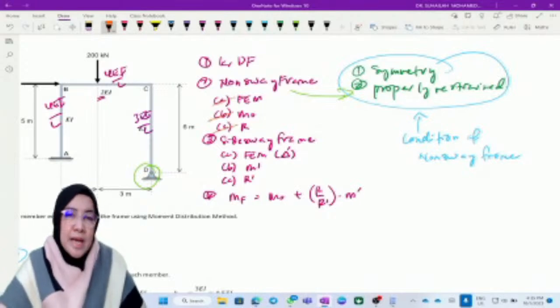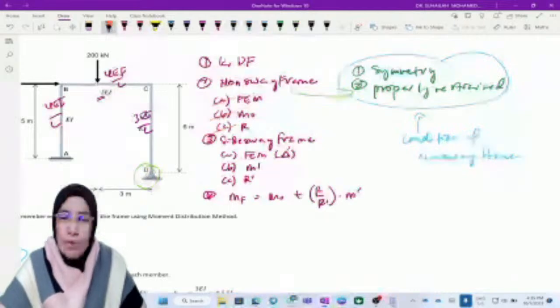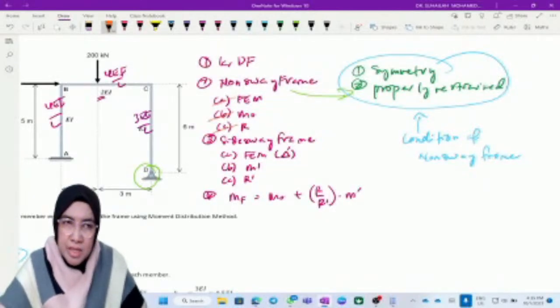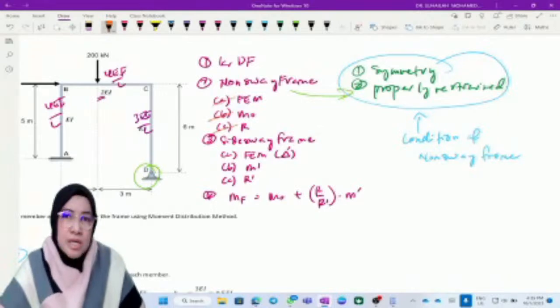Then we do static equilibrium analysis. We analyze the fully restrained frame by analyzing the free body diagram. We write the shear equation. We use column analysis to calculate AX and DX, and we substitute AX and DX into the shear equation. Then we get the R value.